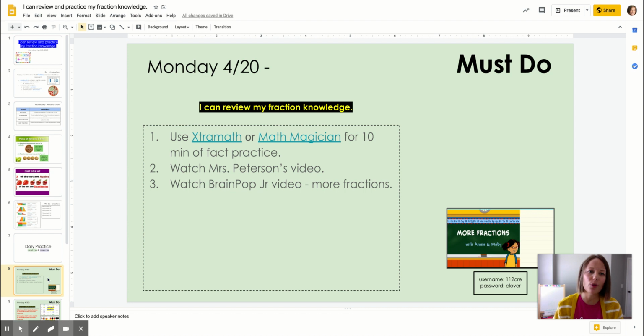So if we know 2s, 3s, and 4s really, really quickly, let's not practice those. Let's practice 7s, 9s, something that takes us a little while longer to start. Start with one of those facts first and practice for 10 minutes. Then you are going to be listening to this video, which you are already doing, and then you're going to watch this Brain Pop Junior video titled More Fractions, and that's going to give you just another little base of review knowledge to practice fractions.